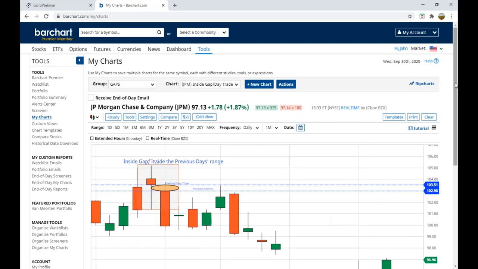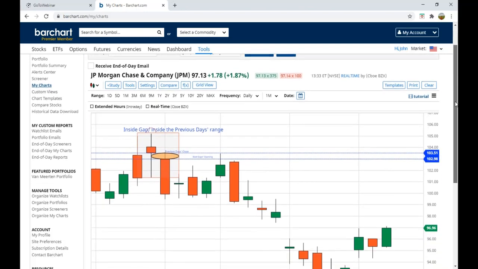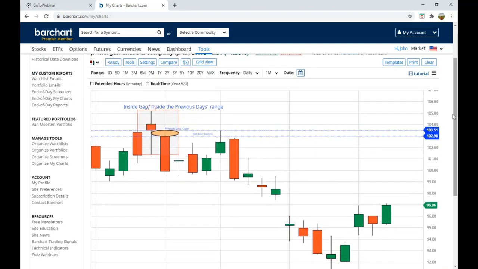All right, so this is JP Morgan. I think you all recognize that name. And here is a daily chart. And here's our daily candle, right? And here is the opening of that candle. Here's the high of that candle. Here's the low of the candle. And here's the close of that candle.